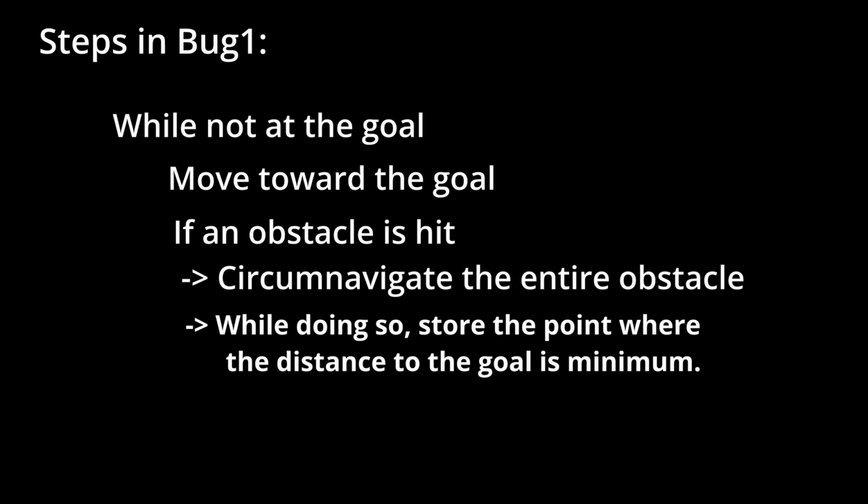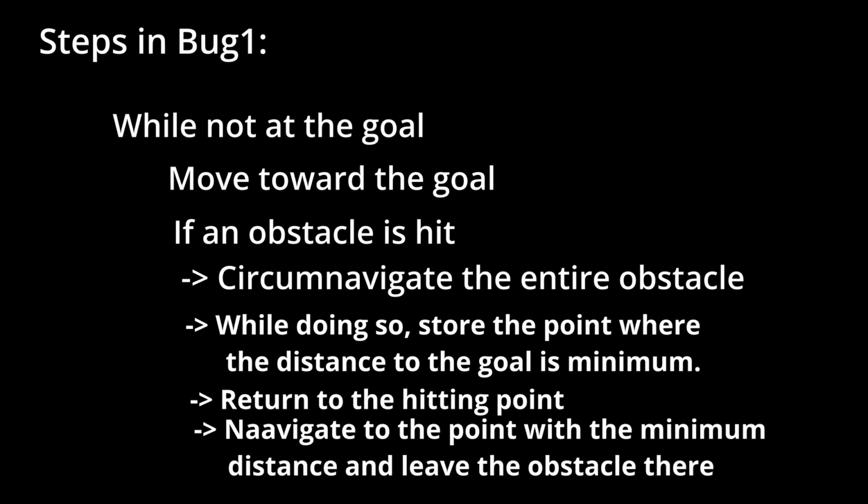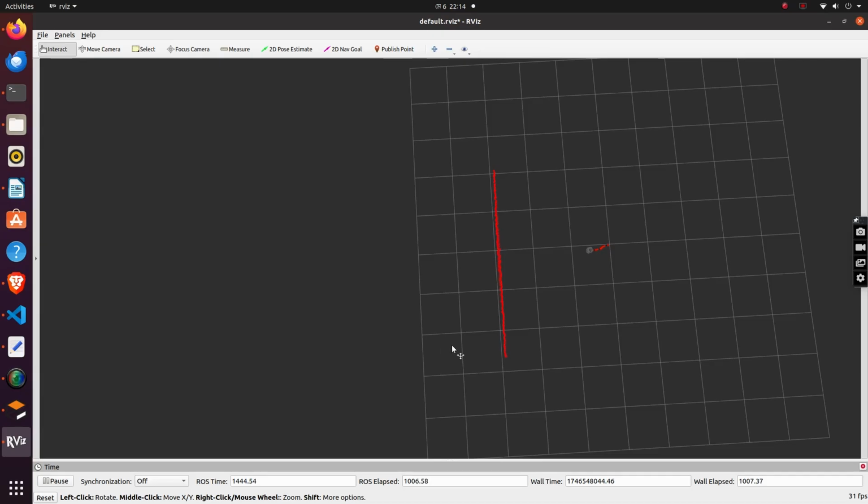While doing so, record the point where the distance to the goal is minimum, or store that point where the distance to the goal is minimum. Return to the point where the obstacle was first hit. Then navigate to the point with the minimum distance and leave the obstacle there. Let us analyze how it applies in our scenario.